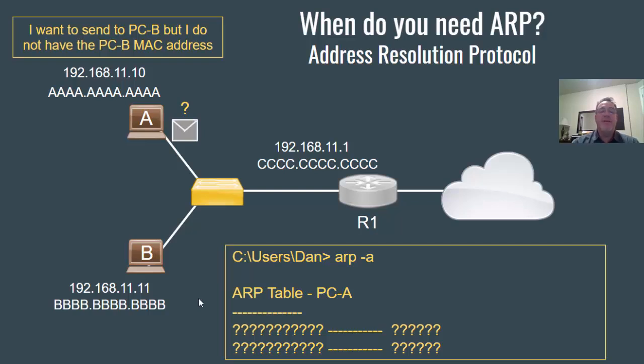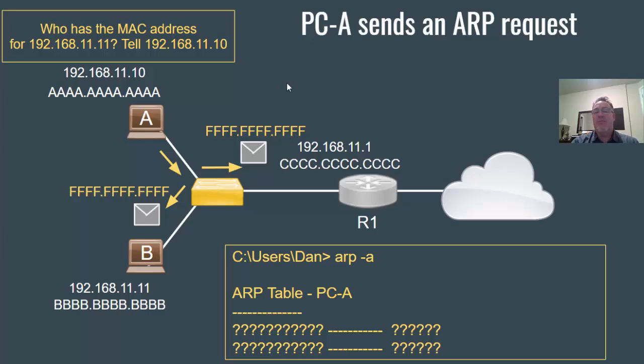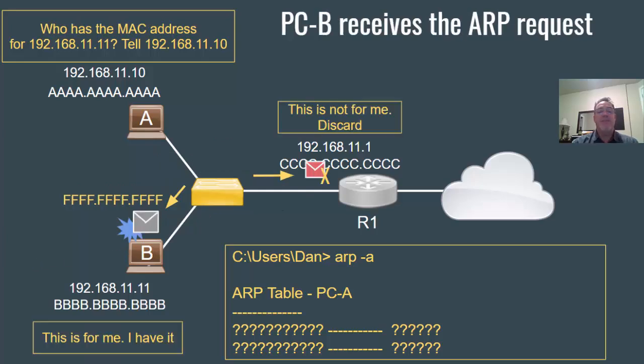To solve this problem, PCA sends out an ARP request, and the ARP request says, who has the MAC address for 192.168.11.11? Tell 192.168.11.10. So tell A the MAC address of B, 11.11. Now this ARP request is broadcast out on the network at layer 2. Notice that the frames that are sent out are to all Fs. That's a layer 2 broadcast, an ARP request. So the packet goes over here to the router, it hits the switch and goes over here to PCB, and we'll see what happens here.